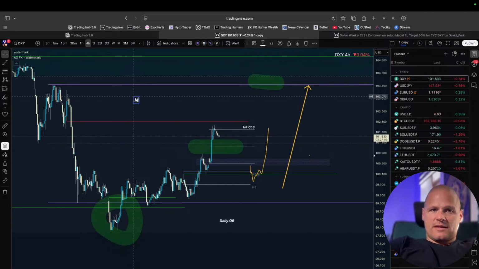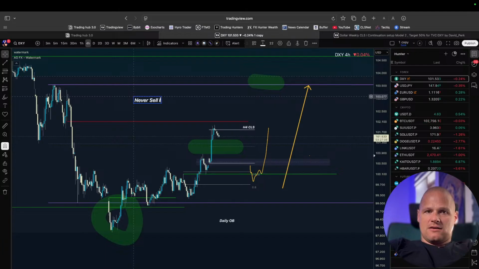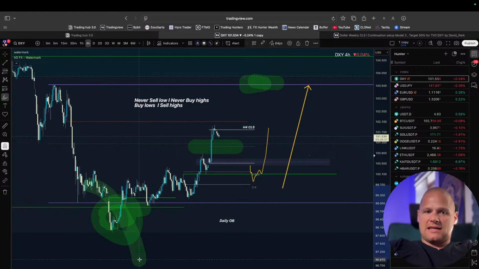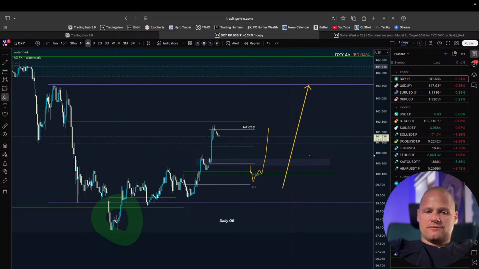So it's never sell low, and never buy highs. Buy lows, sell highs. Basically, I want to be only buying lows after the manipulation and selling the highs. I never want to be selling here or buying here.